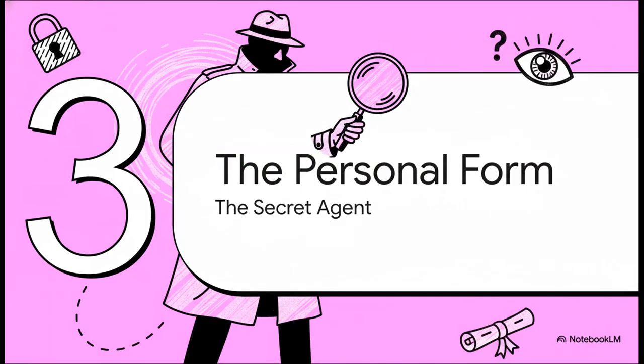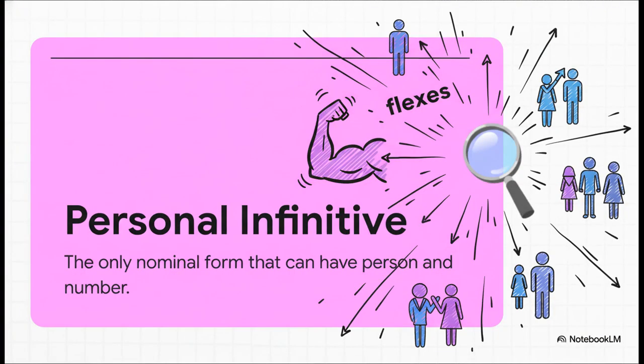Okay, now for the main event. Let's pivot to the personal infinitive. This is the secret agent of Portuguese grammar. It's the one that carries all this extra hidden information. This is where things get really interesting. Now, here's the official, kind of textbooky definition, but pay really close attention to that last part. It flexes. That's the magic word. It actually changes its ending to match the person, I, you, she, we, they, who's doing the action. This is so unique and just incredibly powerful.